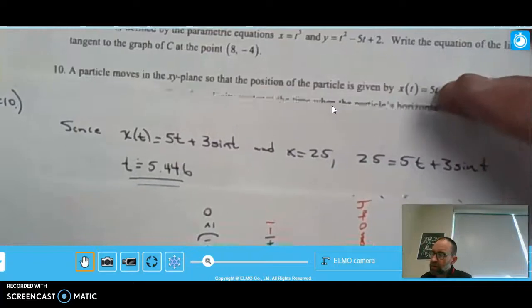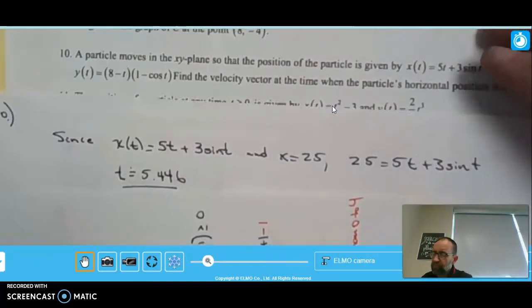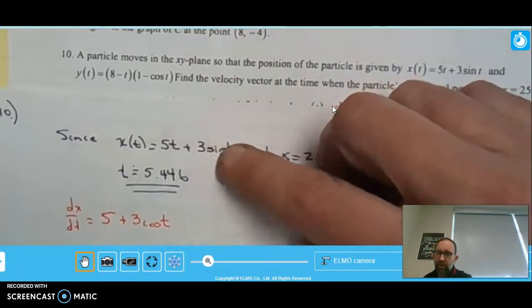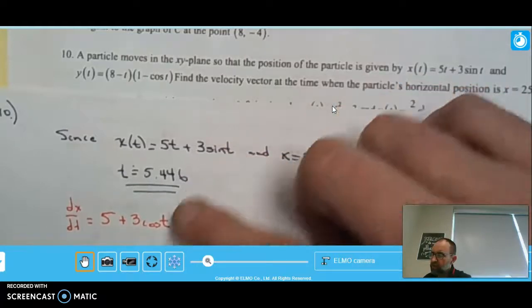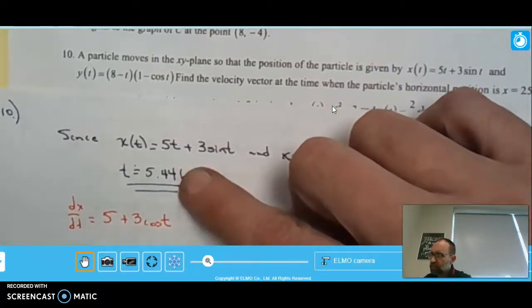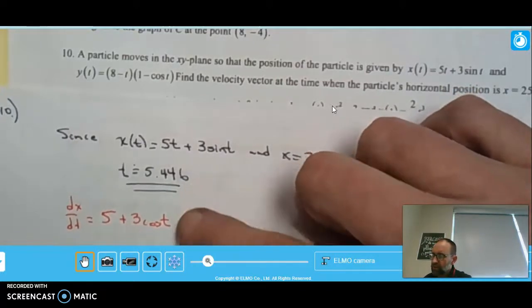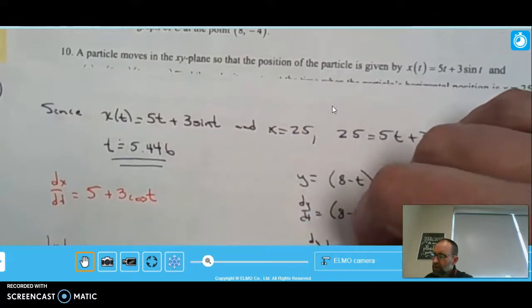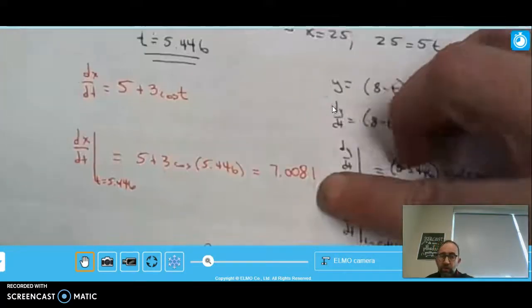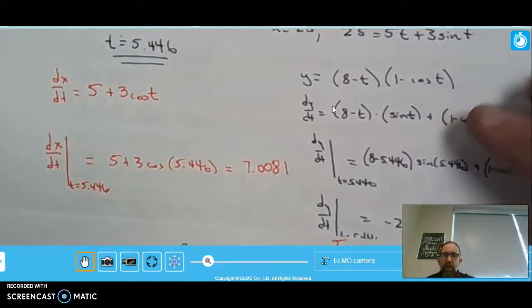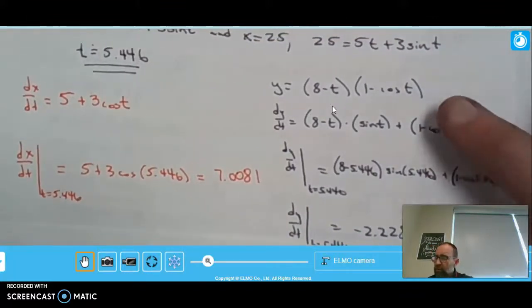So our job here in question number 10 is to find the velocity vector. If this is the x-coordinate's position, then its derivative would be this. And when we plug this value of t that produces an x value of 25 into this equation, the horizontal component of the velocity vector is 7.0081. We're going to play the same game to find the vertical component of the velocity vector.